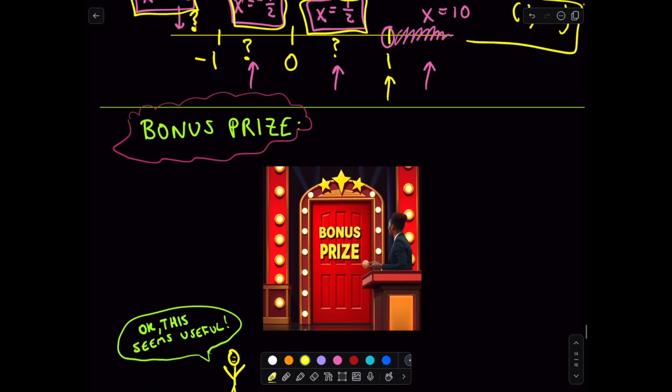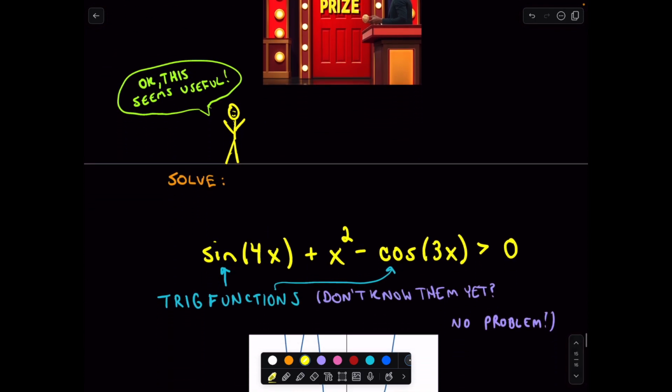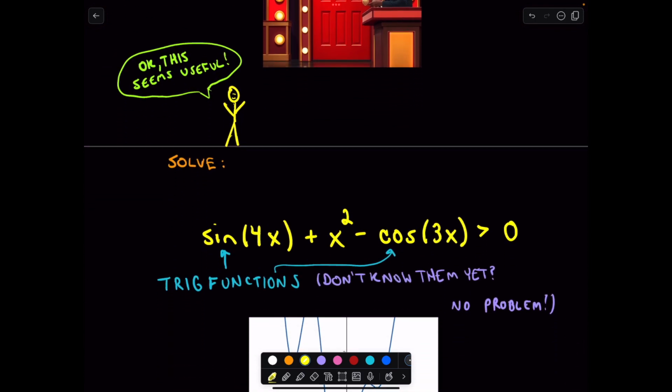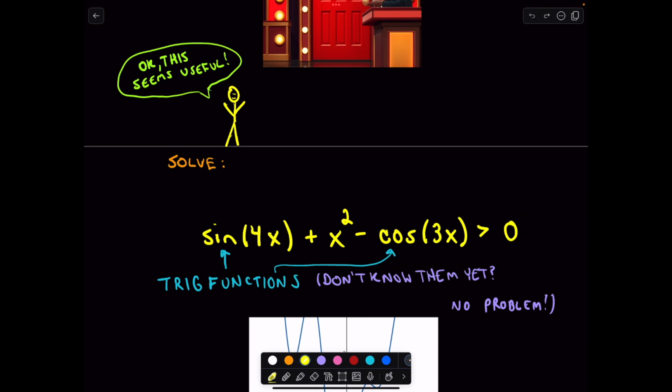Bonus prize. You didn't know there was going to be a bonus prize, but there is. And this is a nice bonus prize because, again, it goes back to the very original thing. Suppose somebody came up to you and said, solve this inequality: sine of 4x plus x squared minus cosine of 3x greater than 0. Now, sine and cosine have to do with trigonometry, with trig functions. Maybe you have no idea what that means yet. That's just fine as long as you can produce a graph.